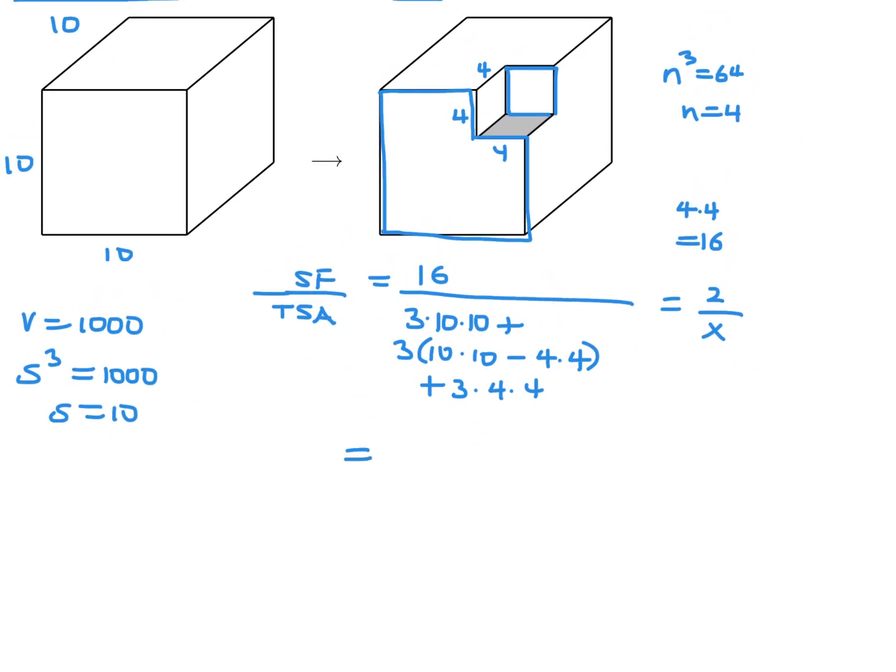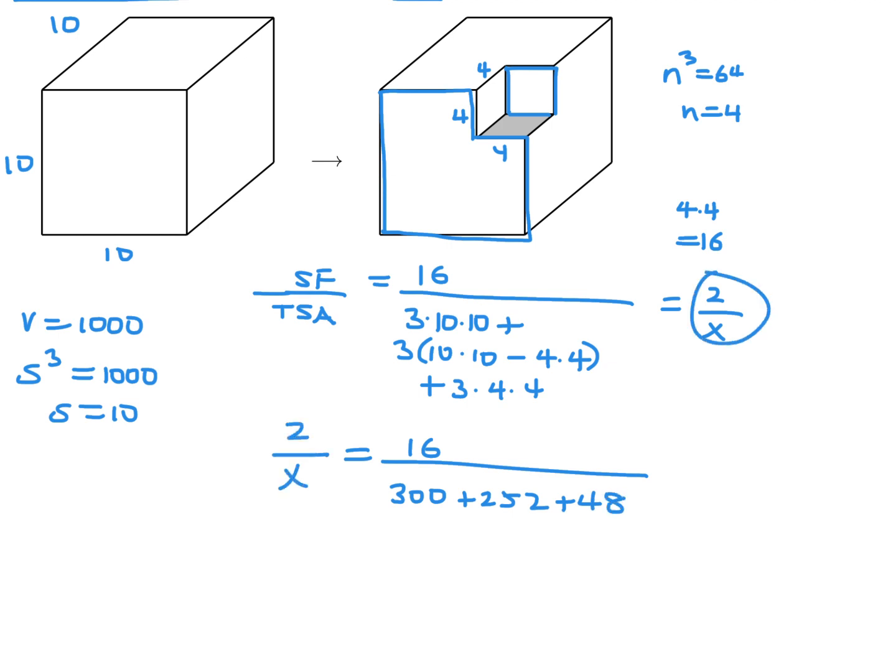So let's see here, 16 over 300, and then 100 minus 16 is 84, so 3 times 84 is 252. And then 3 times 4 times 4 is 16 times 3, which is 48. So the total is 600, and that is equal to this 2 over x. That should be pretty straightforward math. 2 over x is 16 over 600, so that means 1200 is 16x, and therefore x is 1200 over 16, which I believe is 75.